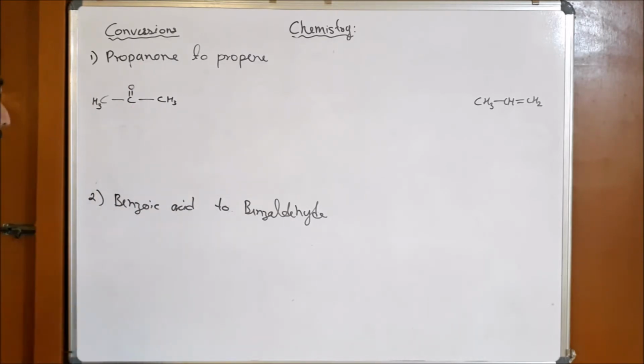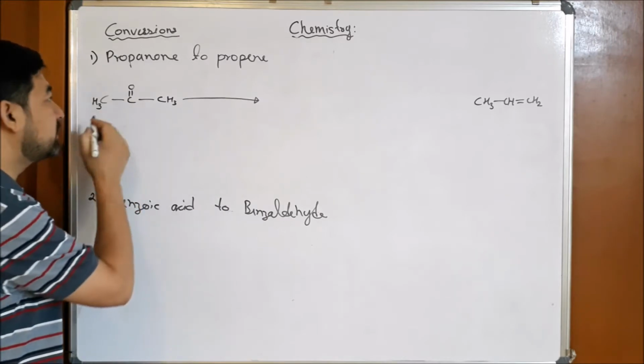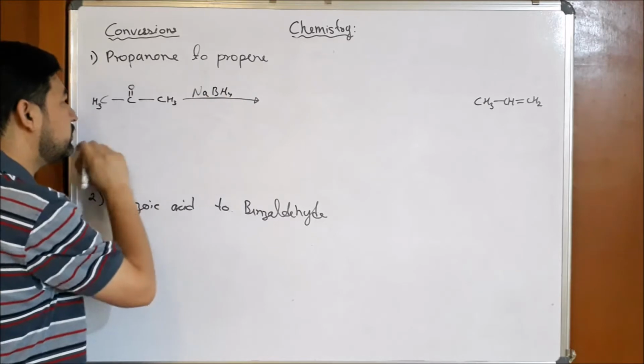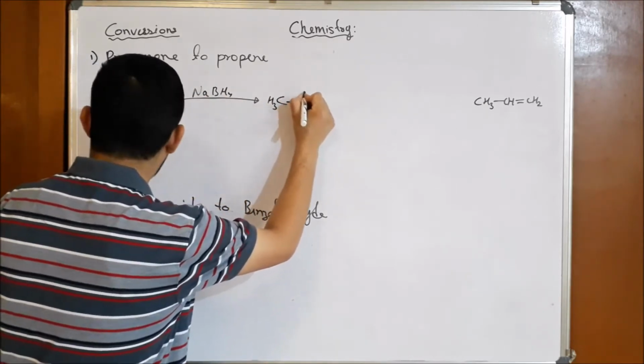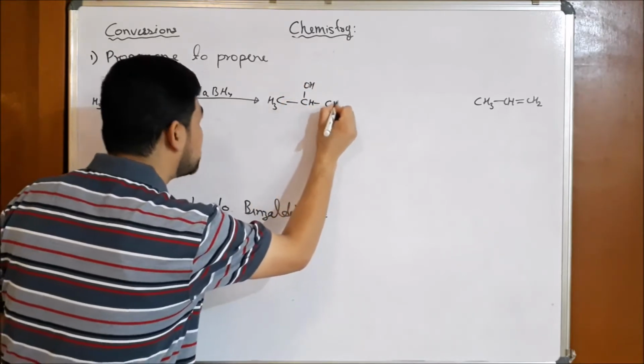You have to keep that in your mind. Then this has to be removed. So first we have to do the reduction part. For reduction we can use sodium borohydride, NaBH4. Then it will be converted into CH3, CH, OH, CH3.